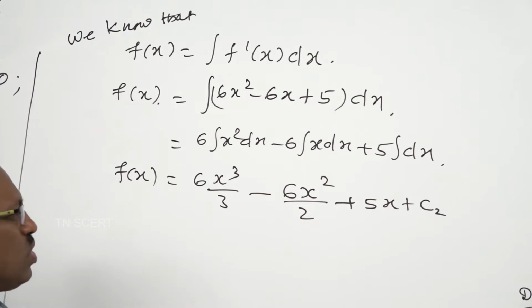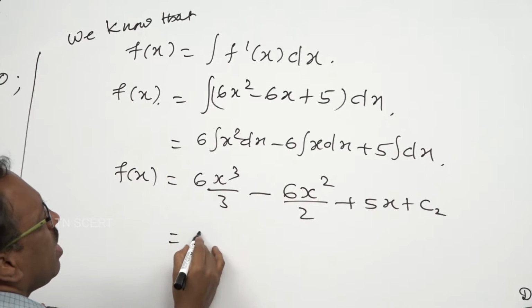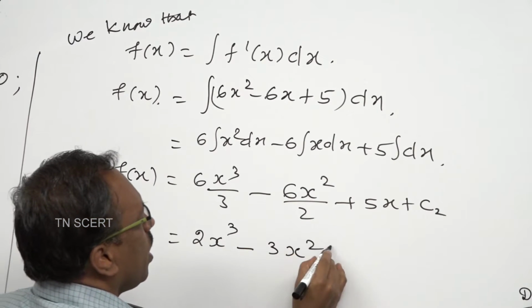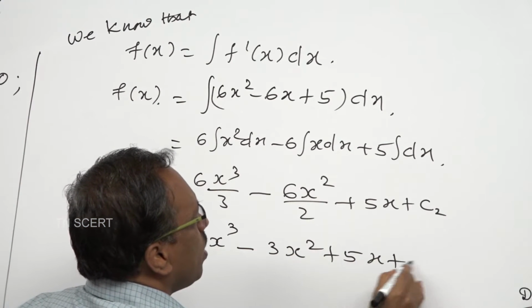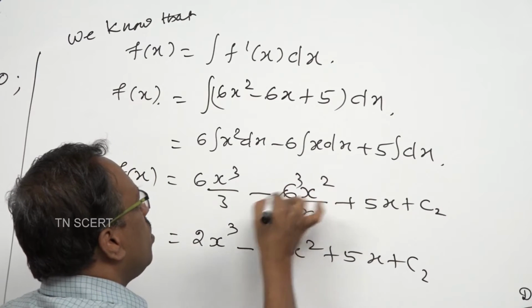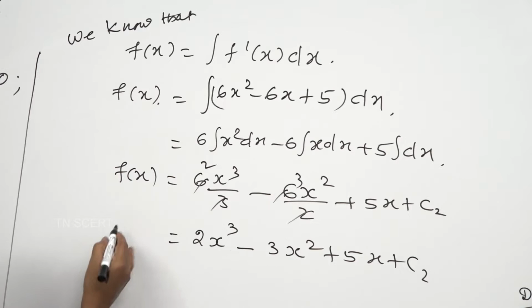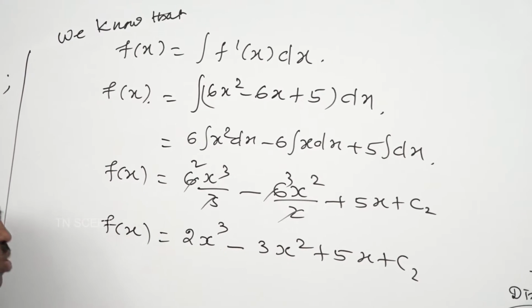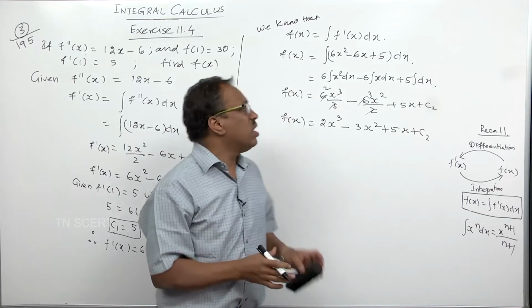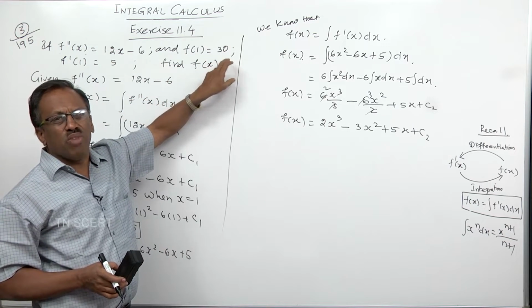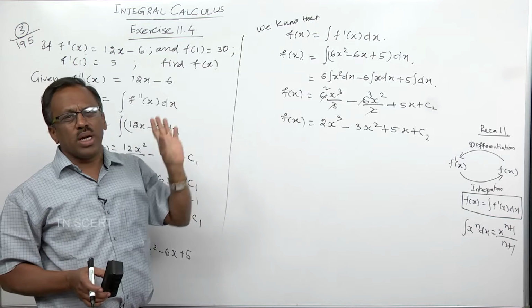So, while cancelling here, 2x cubed minus 3x square plus 5x plus c2. That means f of x. Is it over or not? Not yet, because the problem says f of 1 is equal to 30. That means some values are given, we want to know what it is.